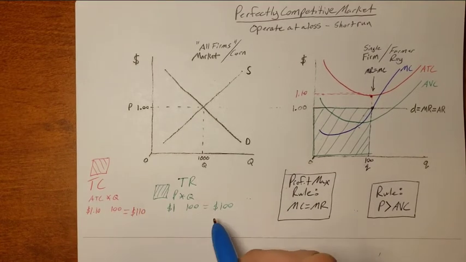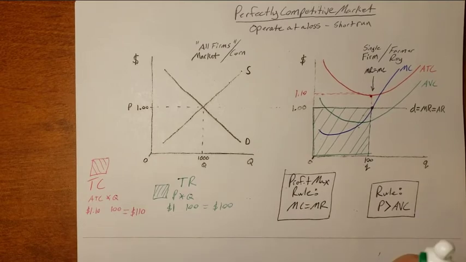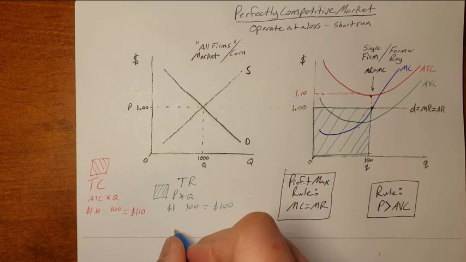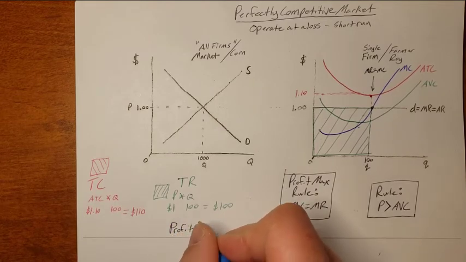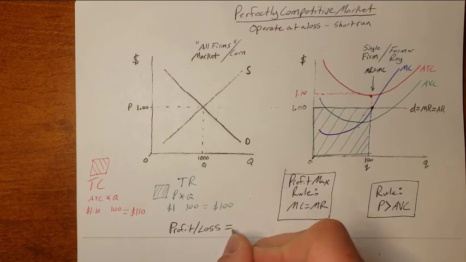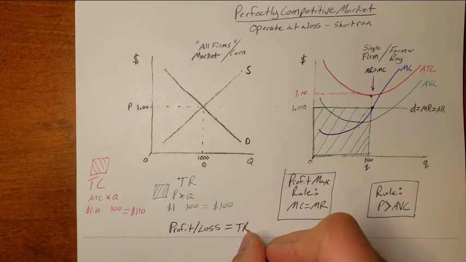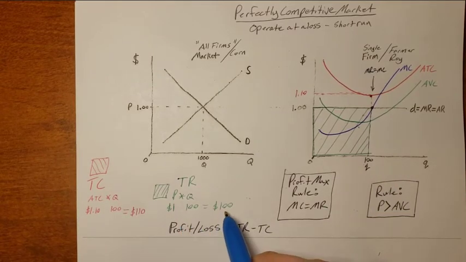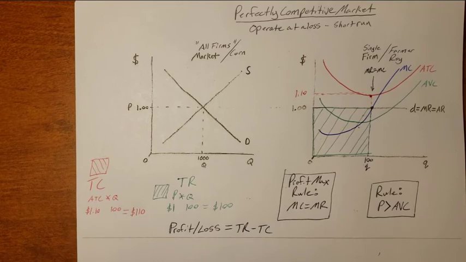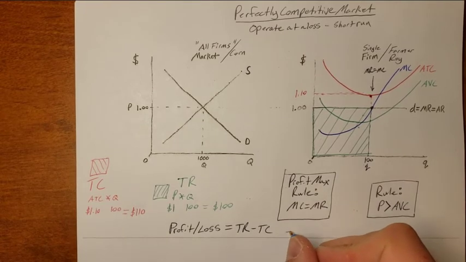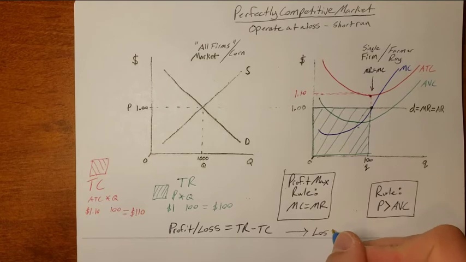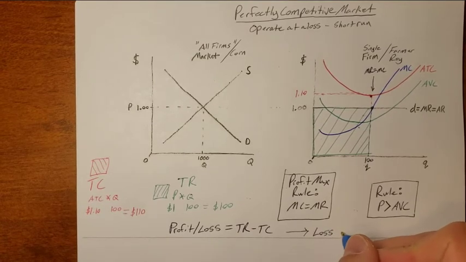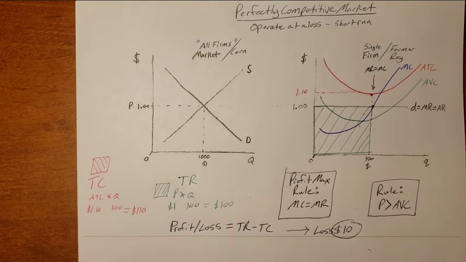Okay, now if I subtract to get the profit or loss, the profit or loss is always going to be the total revenue minus the total cost. Okay, so if the total revenue is 100 and the total cost is 110, we're going to have a loss of $10. Okay, so that's the amount of our loss.